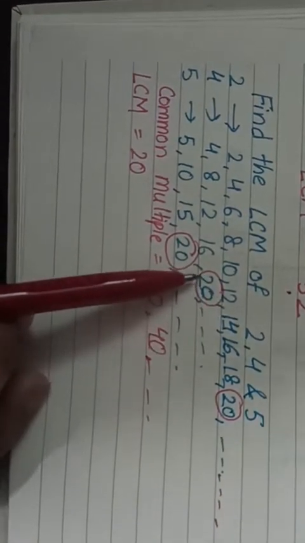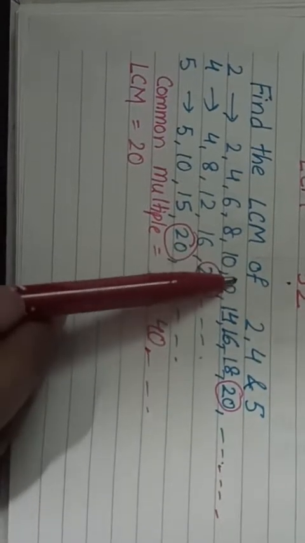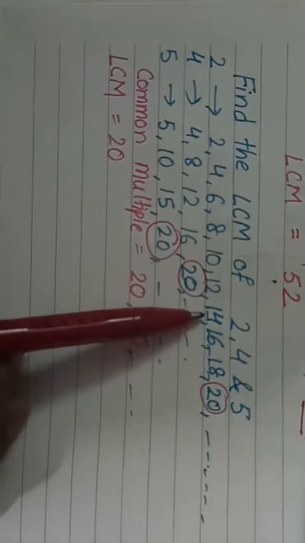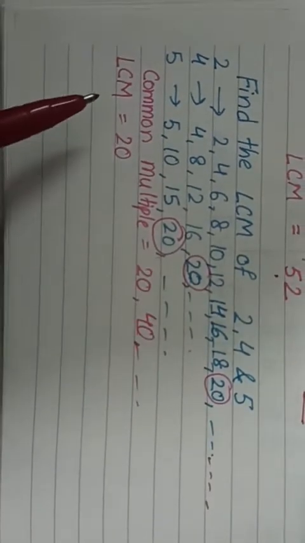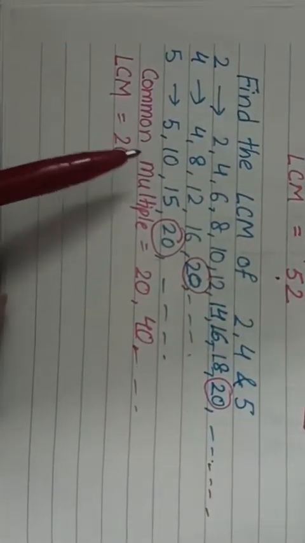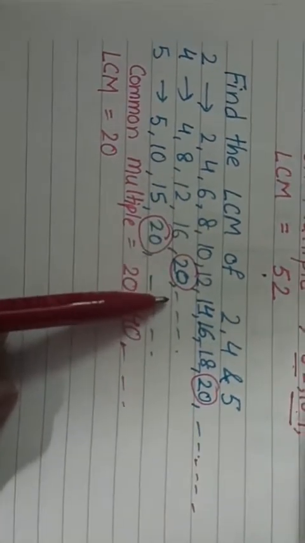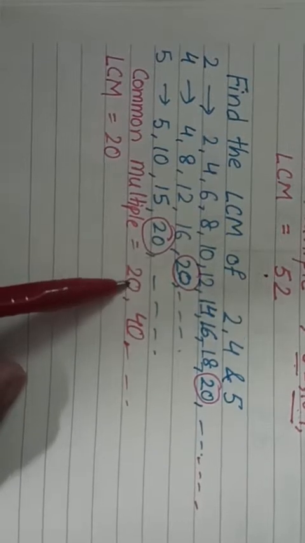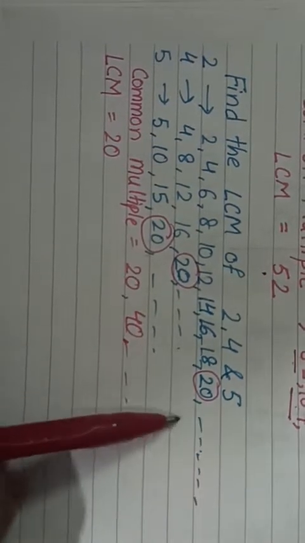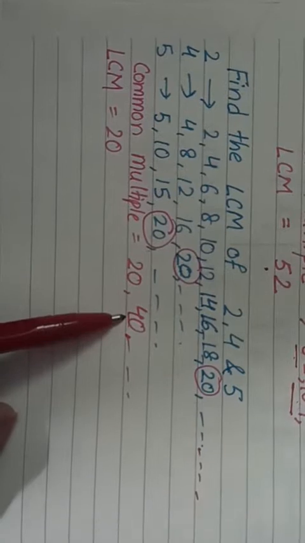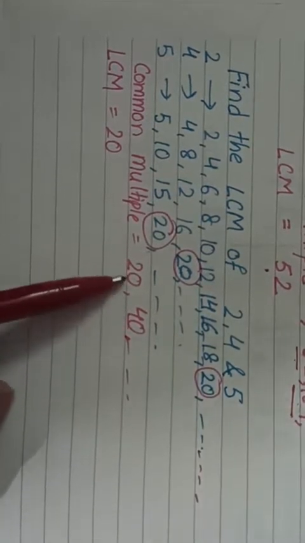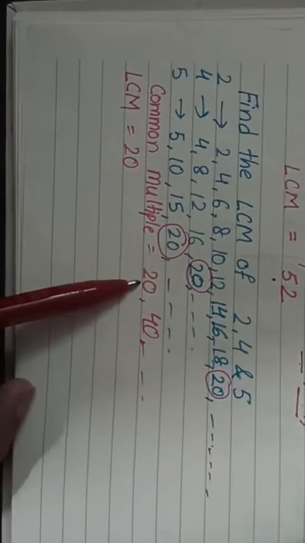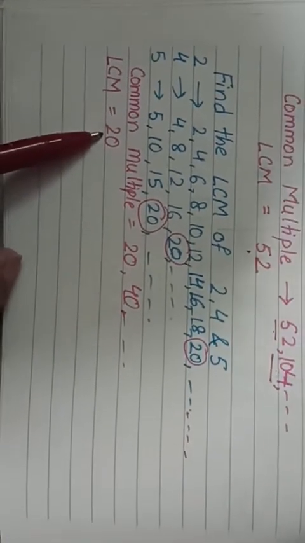Now I have to look for a multiple which is present in all the three lists. These are the lists of multiples. That is why this method is known as listing multiples. We are preparing a list of multiples. So the common multiple which we got is 20. Similarly, if I could have written more, we would have got 40 also. Now which one is the smallest, which one is the least in these multiples? 20. So 20 will be the LCM.